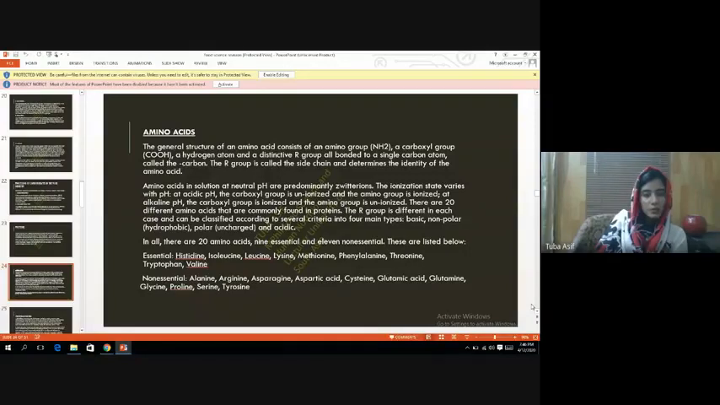The ionization state varies with pH. At acidic pH, the carboxyl group is unionized and the amino group is ionized. At alkaline pH, the carboxyl group is ionized and the amino group is unionized.